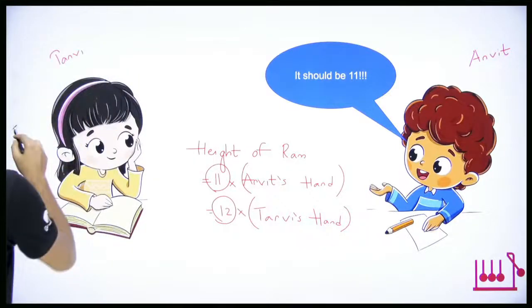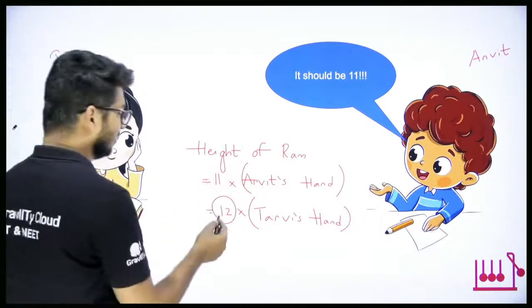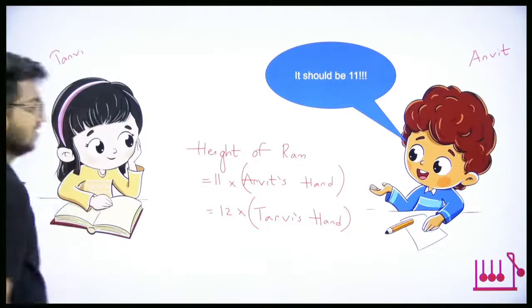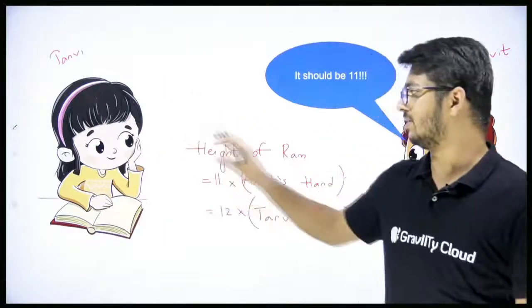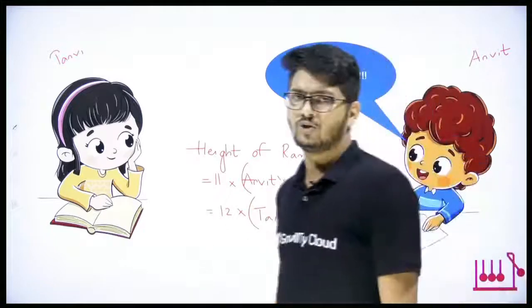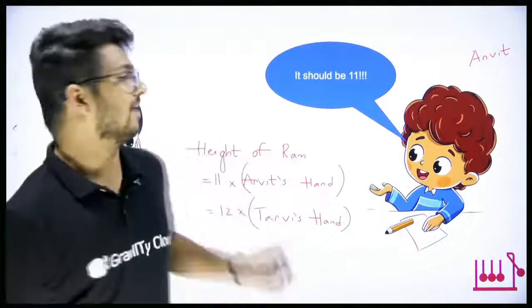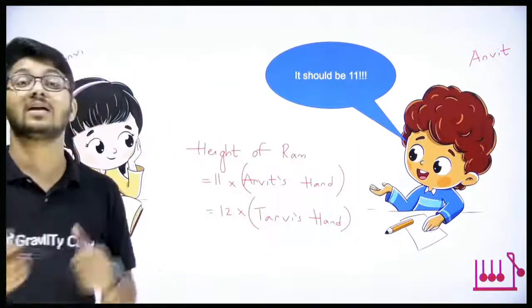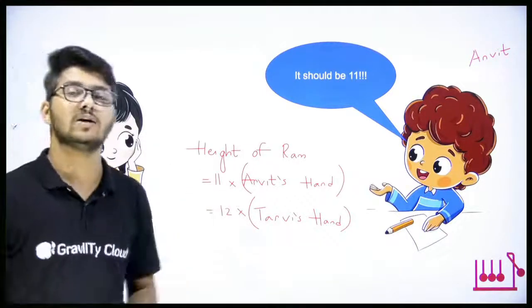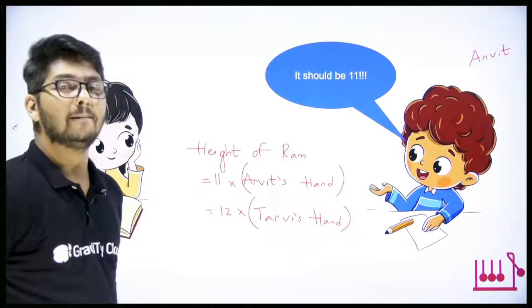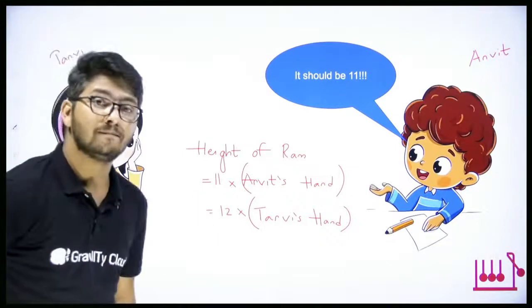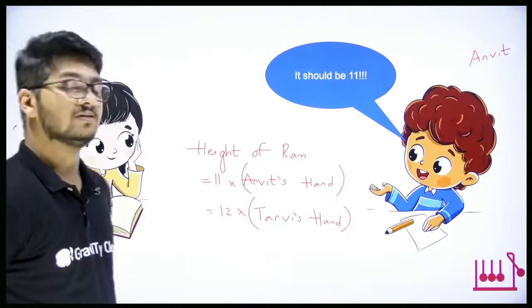But kids do not lie. Do you lie? No, right? Children do not lie. Yes? That means here both of them are speaking the truth. Then what is the issue? If Tanvi is correct, and Anvit is also correct, both of them are speaking the truth, then what is the issue here? Can you tell what is the issue in this case?